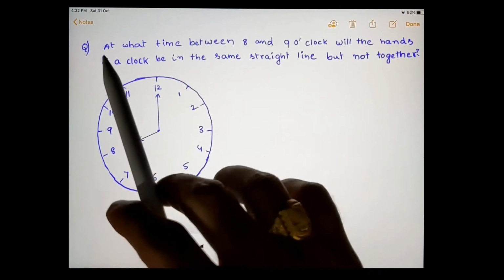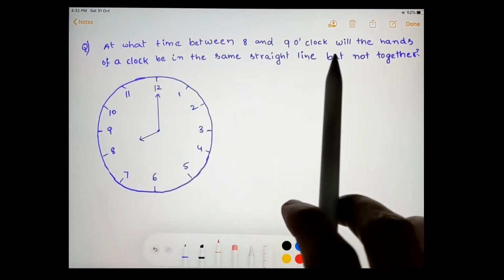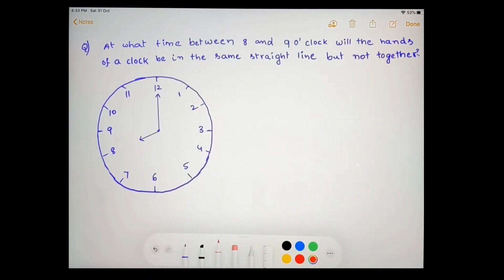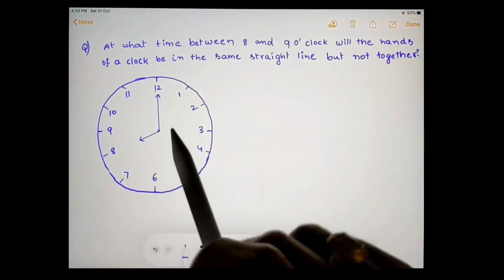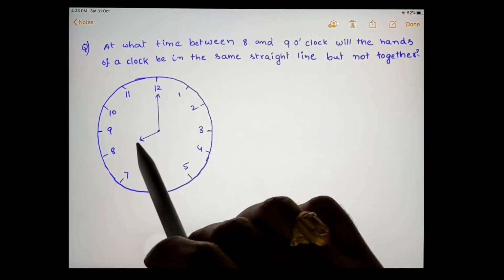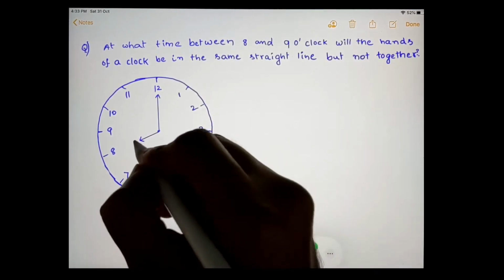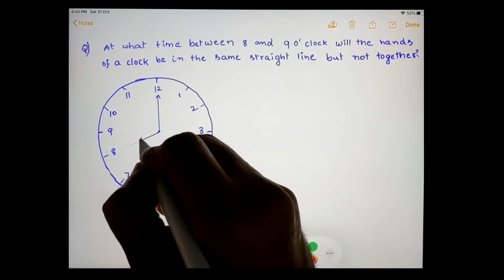Okay, question is, at what time between 8 and 9 o'clock will the hands of a clock be in the same straight line but not together? In an hour, a straight line can be formed in two ways. If the long hand is on the same line where the short hand is, then also it forms a straight line. For example, like this.